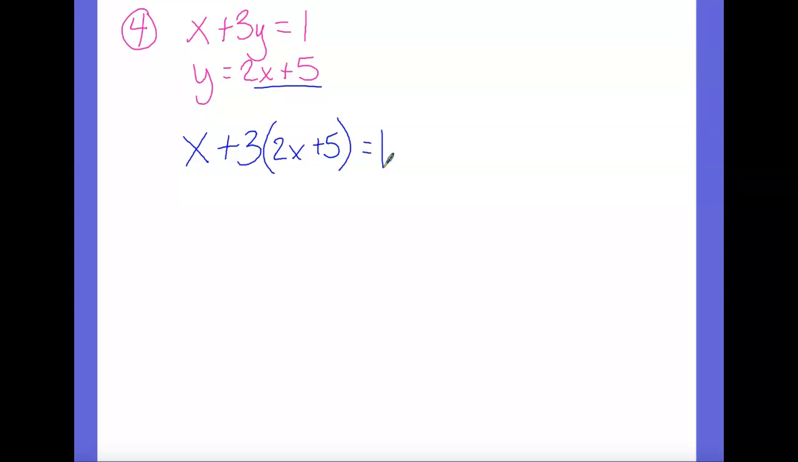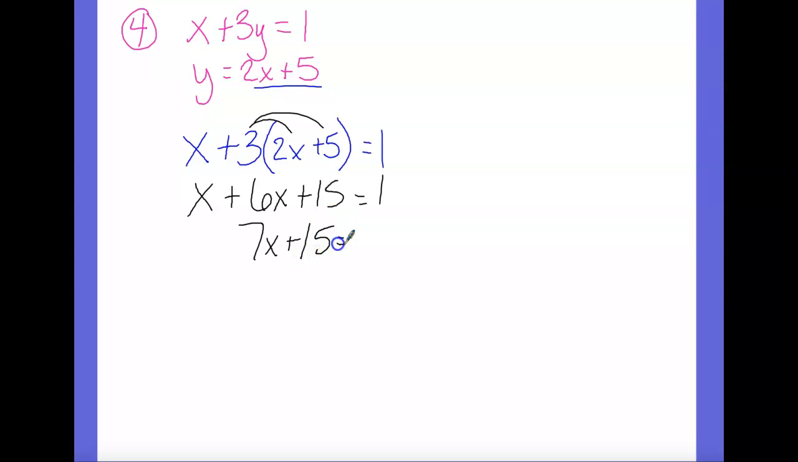Okay, after I subbed, what do I need to do? I need to solve for x, so I am going to distribute. So I get 6x plus 15. Good. And what else do I have on that side? Plus 1x. But that equals 1. Then what would I do? Combine like terms. So I have x plus 6x plus 15 equals 1.